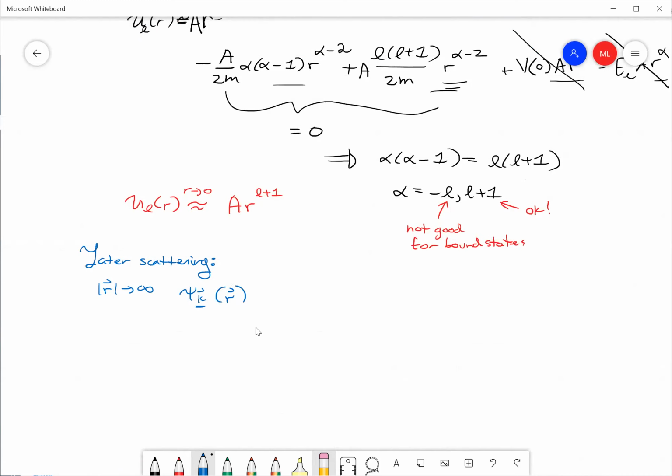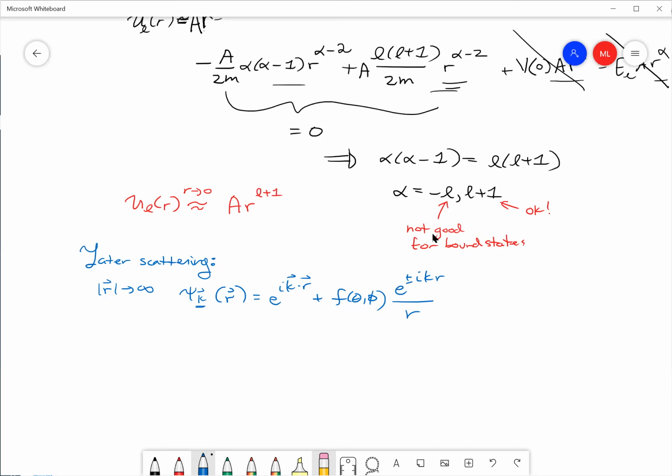The general form of it, as we'll see, there will be a plane wave part, which is kind of an incoming wave. And then there'll be a scattered portion with an angular component and an outgoing spherical wave. It looks like that, and we'll see that later. But for now, we'll just look at the bound states.